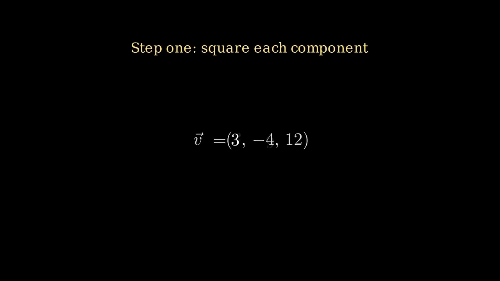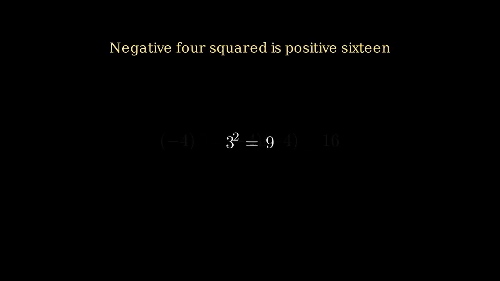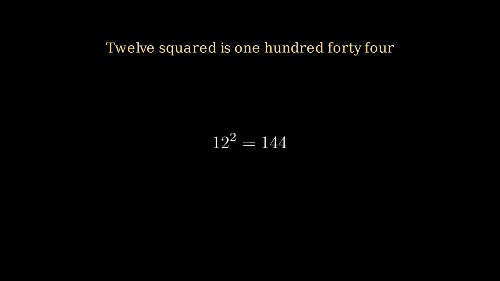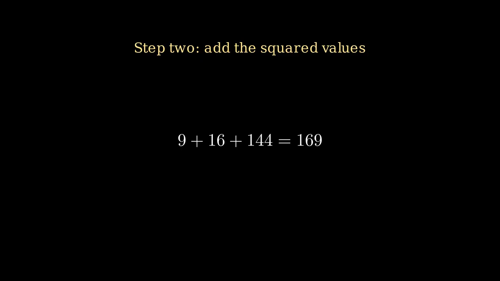Step 1, square each component. 3 squared is 9. -4 squared is 16, never -16, because a negative number times a negative number gives a positive answer. 12 squared is 144. Step 2, add these 3 squared values together. 9 plus 16 plus 144 equals 169.